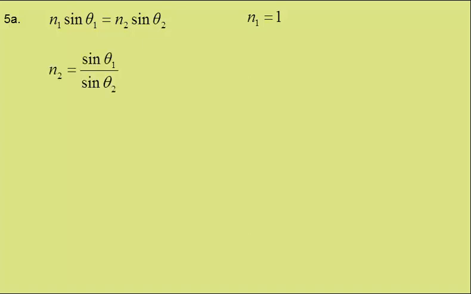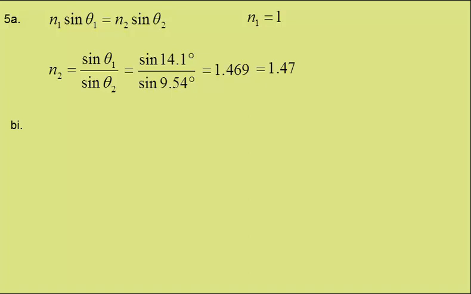In question 5, we have a diagram showing an optical fibre. In A, we're to show that the refractive index of the core is 1.47. Well, using Snell's law, where the refractive index in medium 1, air, is equal to 1, we can rearrange for refractive index 2, put the values in from the diagram, and we get this to be 1.469, which is 1.47 to 3 significant figures.